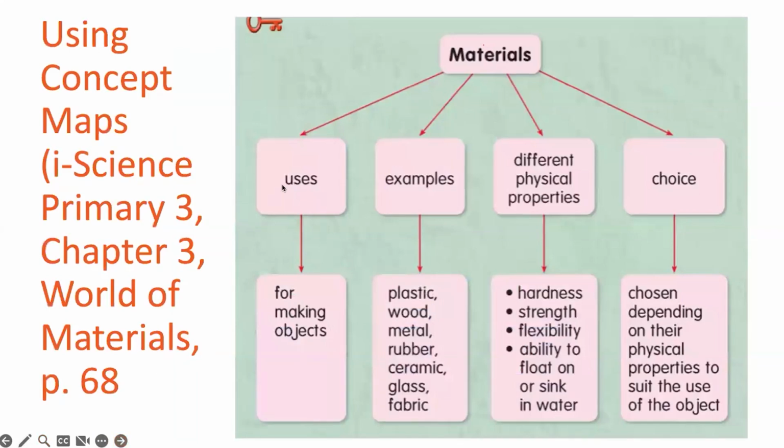Let me give you another example. We talked about materials earlier on. This is primary 3. So here's a concept map again. Materials with different uses, examples, based on certain choices, depending on the properties, the physical properties that will suit the use of that object. Okay. For example, if you use an umbrella, probably the canopy of the umbrella, you want to use something that is water resistant.